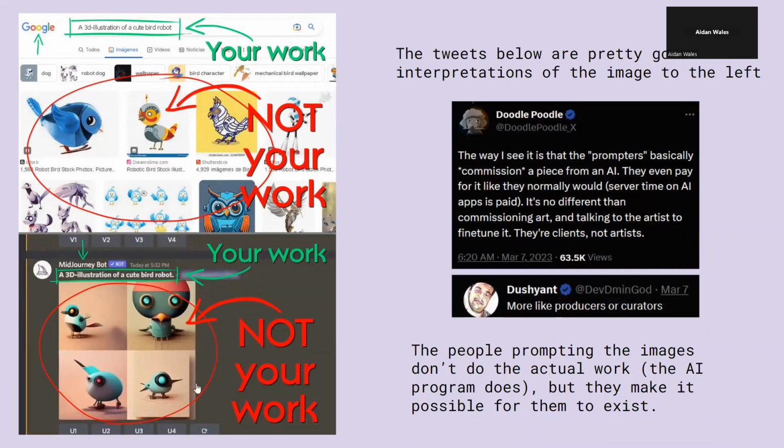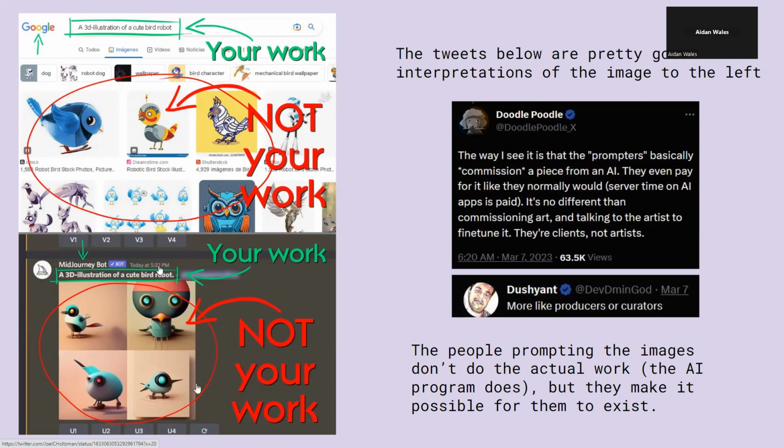So this is, I would say, an interesting way of breaking this down. Think about the way you do Google image searching. You type in a 3D illustration of a cute bird robot. That's your input, those are your words, right? And what comes out are image results that other people did. Obviously, you wouldn't claim this as your own work, although I have had students do that. And I hope none of you are doing that because that is not your work.